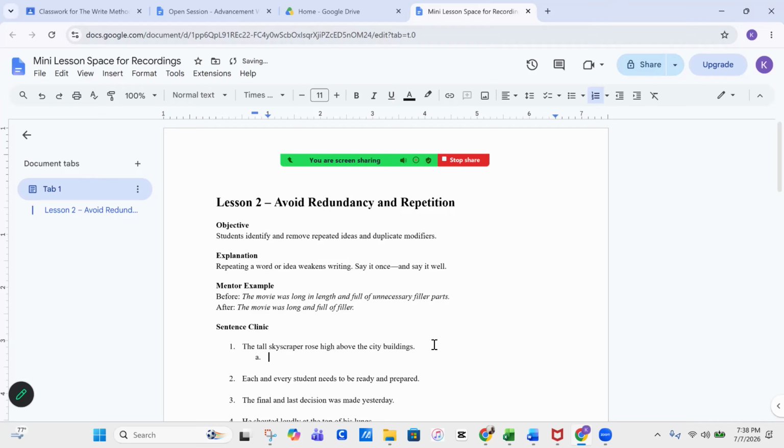So if I was going to rewrite this, the tall skyscraper rose high above the city buildings. Well, skyscrapers typically are tall. That's almost a redundancy, meaning that we don't, it's almost like saying a big, large man. Okay, so we can say the skyscraper.